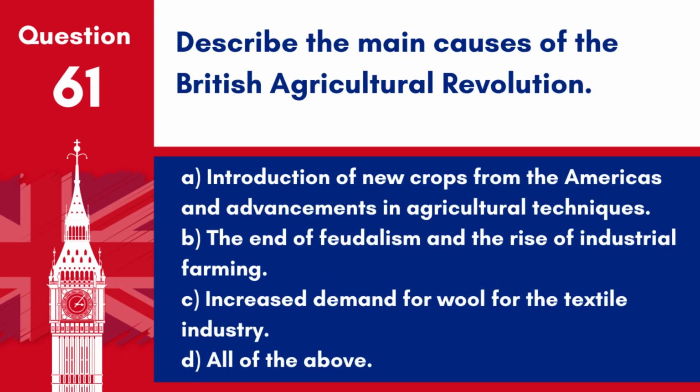Question 61. Describe the main causes of the British Agricultural Revolution. A. Introduction of new crops from the Americas and advancements in agricultural techniques. B. The end of feudalism and the rise of industrial farming. C. Increased demand for wool for the textile industry. D. All of the above.